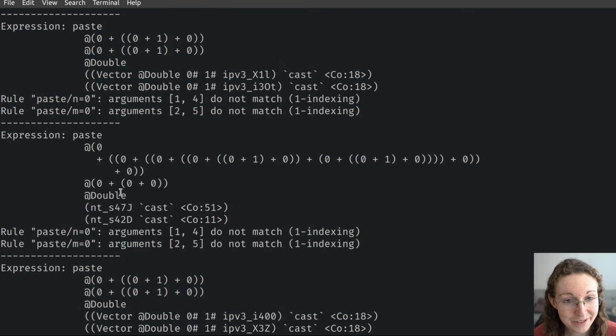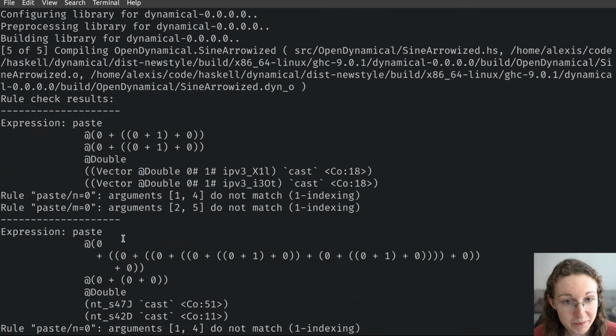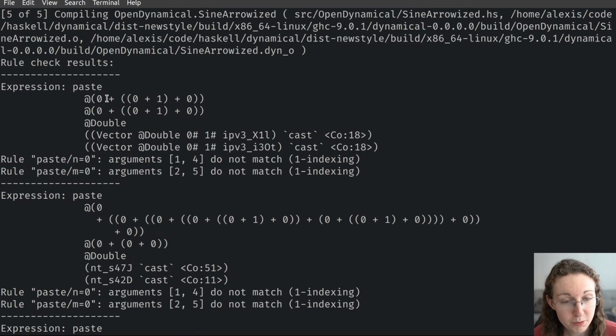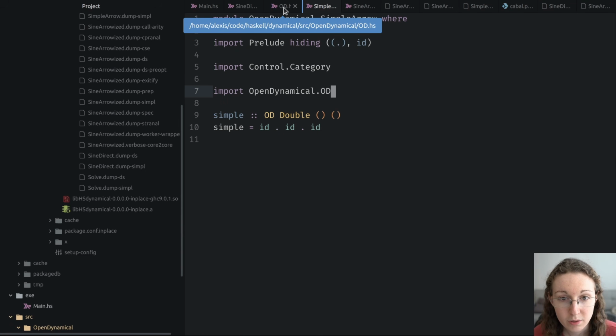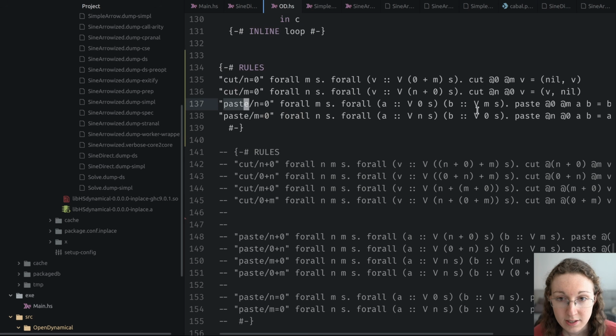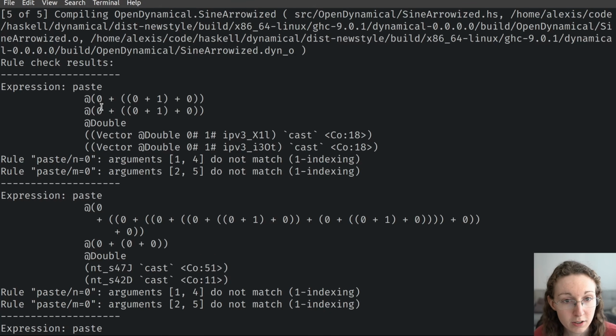Okay, so now we can see the actual type application arguments here. And what we can see is, okay, well, it certainly looks like something should match, but when we actually look at this, you can see that our rule that we wrote over here says that either the first argument of, and this is for paste, yeah, so either the first argument has to be 0 or the second argument has to be 0. But when we look over here, we can see that neither of those things is true. The first argument is not 0 and the second argument is not 0.